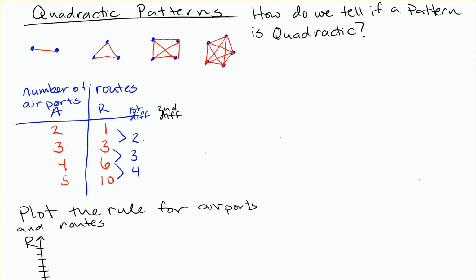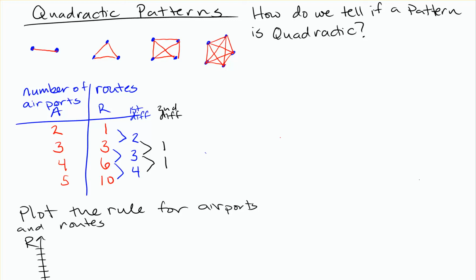And the second difference means take the subtraction, or find the difference between the first differences. So between 2 and 3 we have a 1. Between 3 and 4 we also have a 1. And I suspect if I had more numbers in here, like if I had investigated 6 airports and 7 airports, I would see that the second difference is the same. It's 1 every single time.